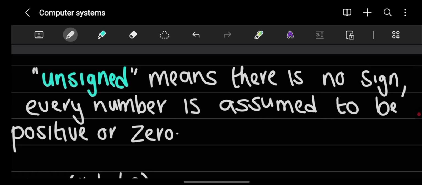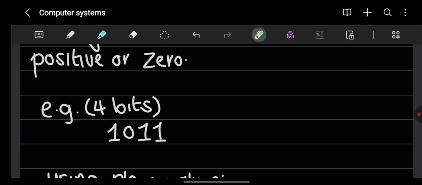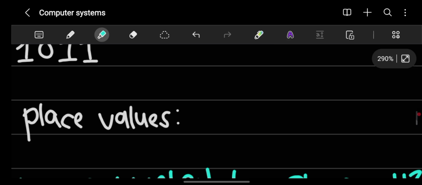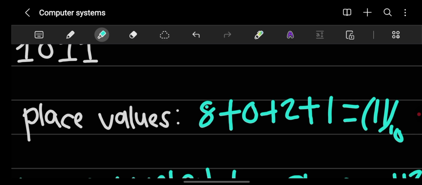After this, we're going to talk about signed integers. Right now, we're talking about unsigned. Unsigned means you don't have a sign, and every time you see something without a sign, you just assume that it's positive. So for example, if you have this 4-bit pattern, 1011, using place values, this is the same as 8 plus 0 plus 2 plus 1, which is 11, right? It's unsigned because I don't have a sign here.